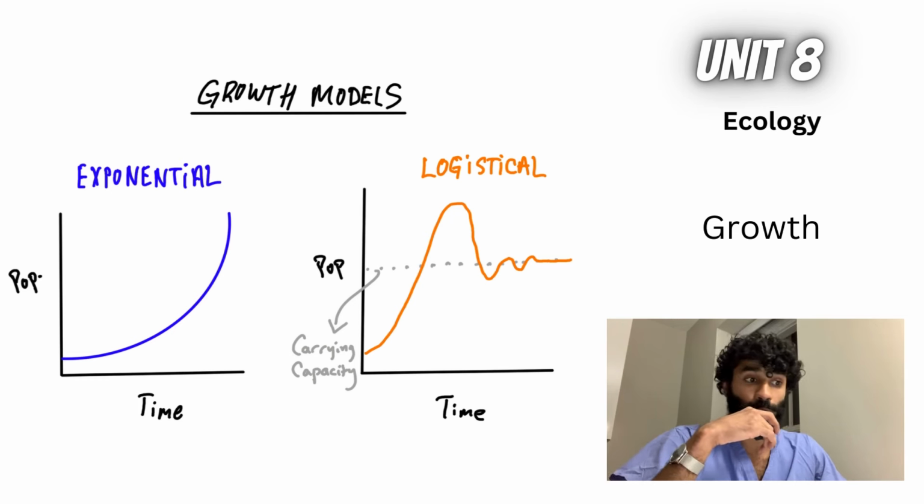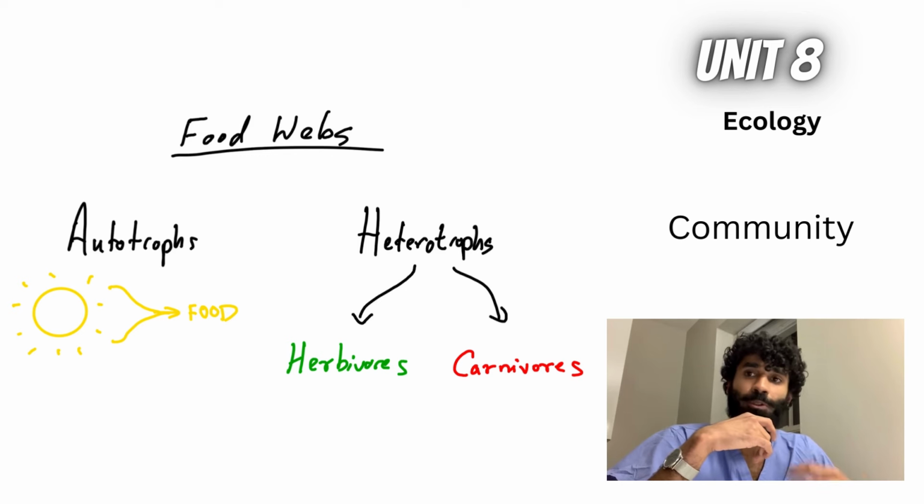The next block is food webs. Autotrophs are organisms that can produce their own food from sunlight, while heterotrophs are organisms that obtain their energy by consuming other organisms. You have herbivores that feed on plants and carnivores that eat other animals.